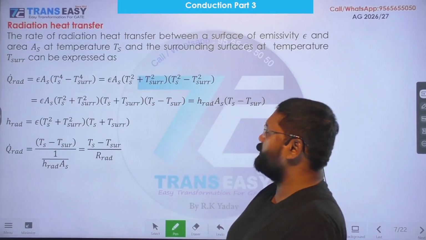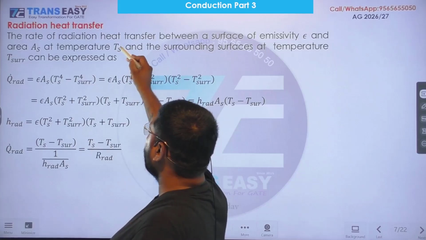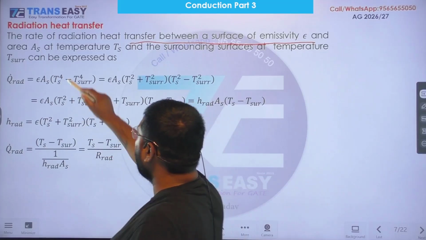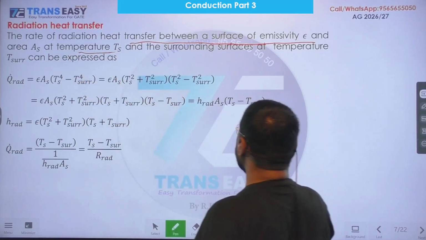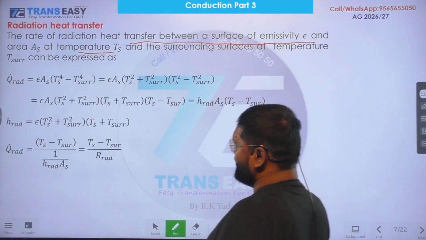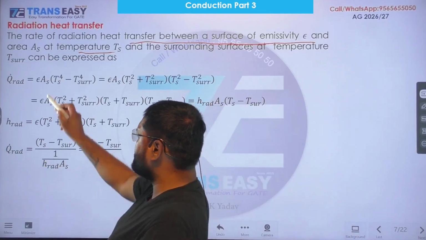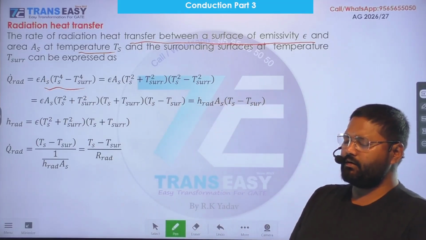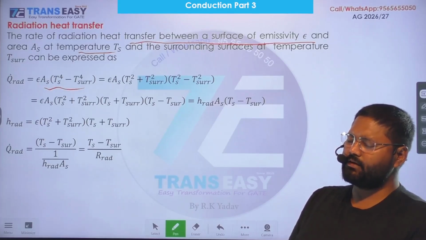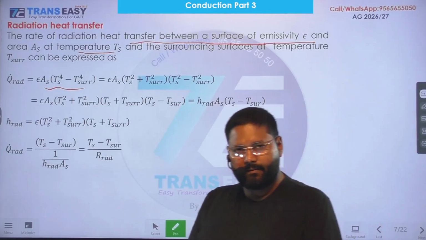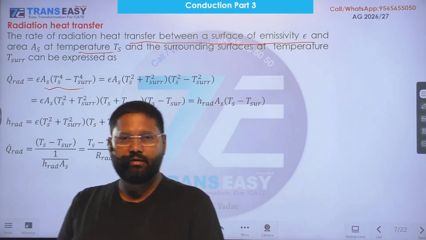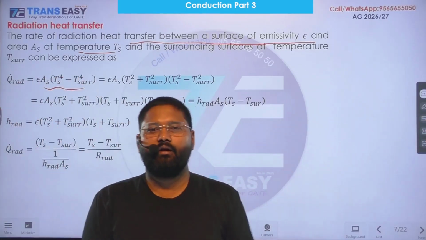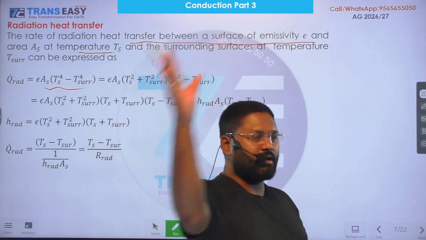Radiation heat transfer. The rate of radiation heat transfer between a surface of emissivity epsilon and area As at temperature Ts and the surrounding surface at temperature T surrounding can be expressed as this. This is the radiative heat transfer rate between a surface of emissivity epsilon, surface area As, surface temperature Ts, and a large enclosure like our environment surrounding.